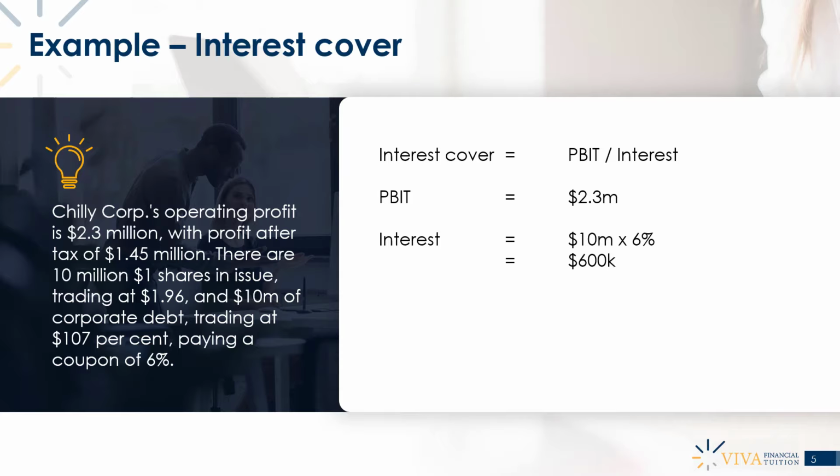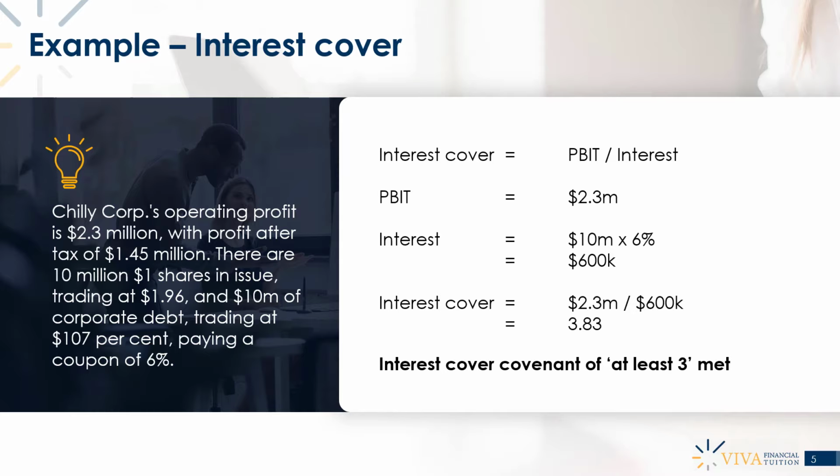So each block of 100 would pay $6. And so the total amount of $10 million worth of debt pays $600,000 of interest. And then putting those numbers into the formula, we get to an interest cover of 3.83. And so that means that they have met their interest cover covenant.